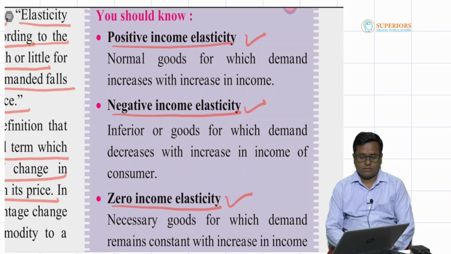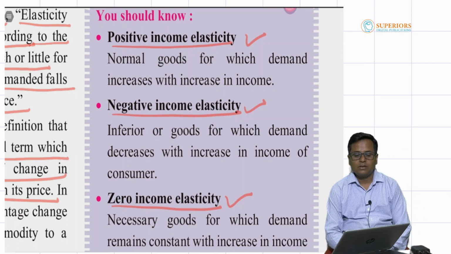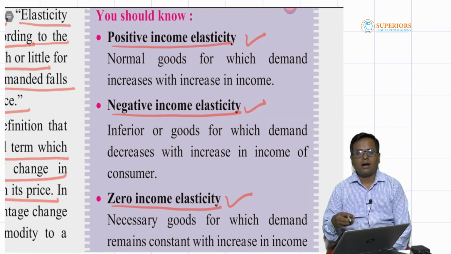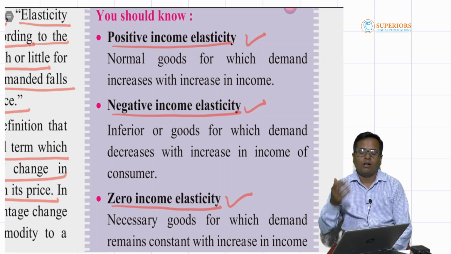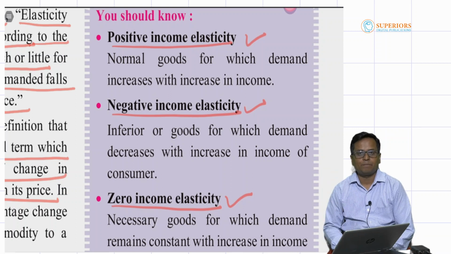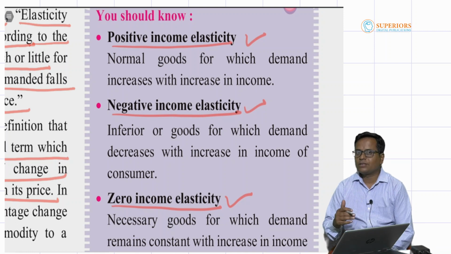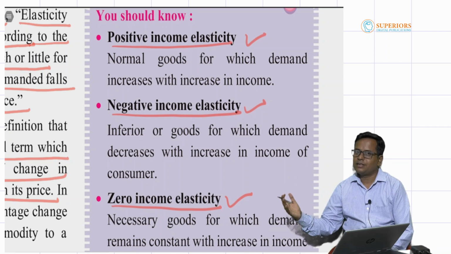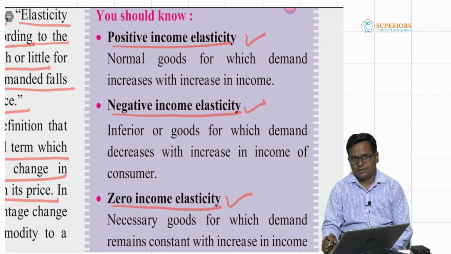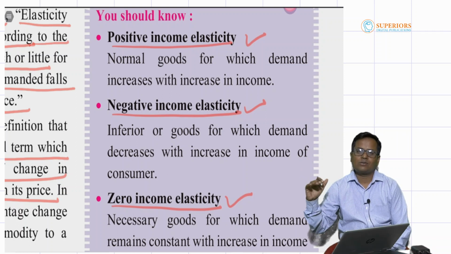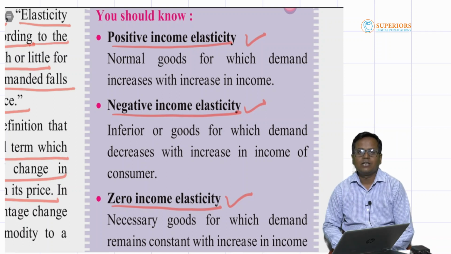Normal goods. In case of normal goods, the demand for a commodity rises with a rise in income and falls with a fall in income. सर्वसामान्य वस्तूंच्या बाबतीत काय होत असतं की व्यक्तीचं उत्पन्न वाढलं की वस्तूची डिमांड देखील वाढते. व्यक्तीचं उत्पन्न कमी झालं की वस्तूला असणारी डिमांड सुद्धा कमी होत असते.